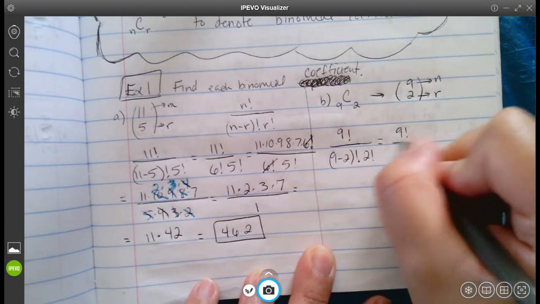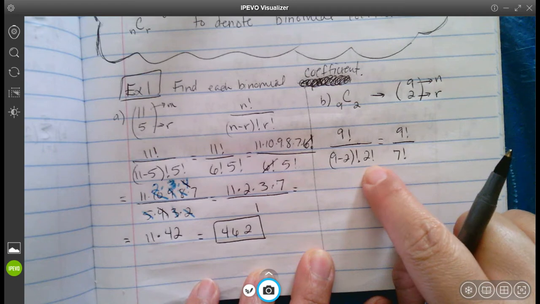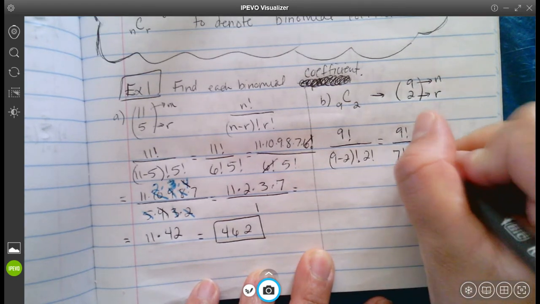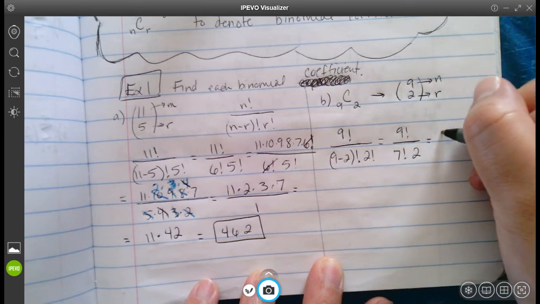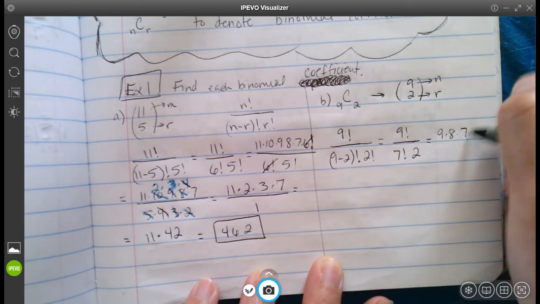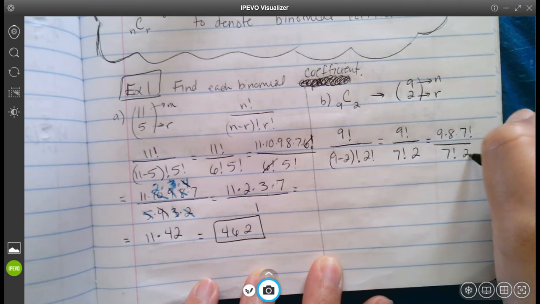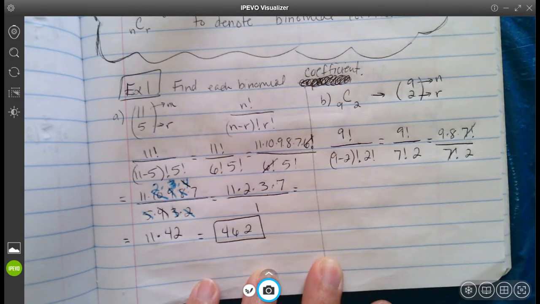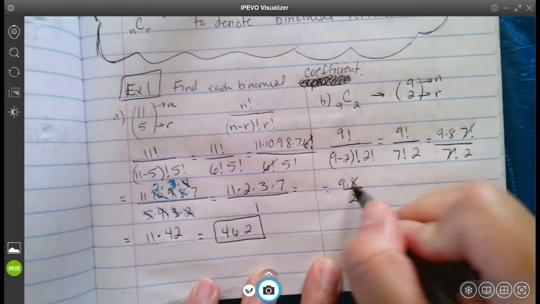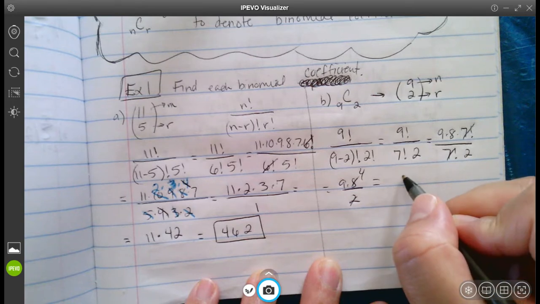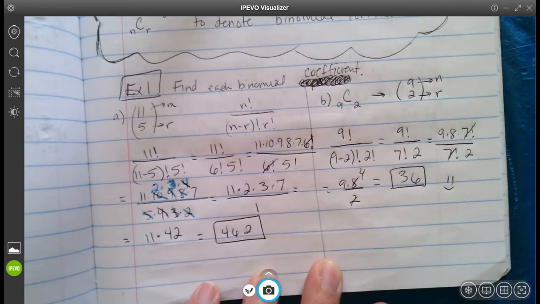Well, 9 factorial over 9 minus 2 is 7 factorial. 2 factorial is just 2 times 1, so I'm just going to put a 2 to save myself some steps here. And just like the one before, we can expand this to 9 times 8 times 7 factorial all over 7 factorial times 2. My 7 factorials are just a 1, so we're left with 9 times 8 over 2. 8 over 2 is 4. So 9 times 4 is just 36. And there we go. Easy, easy.